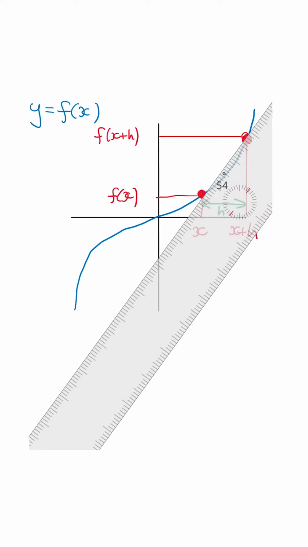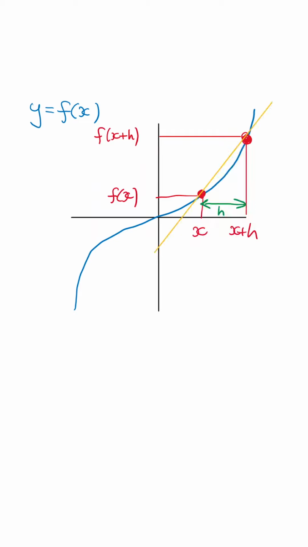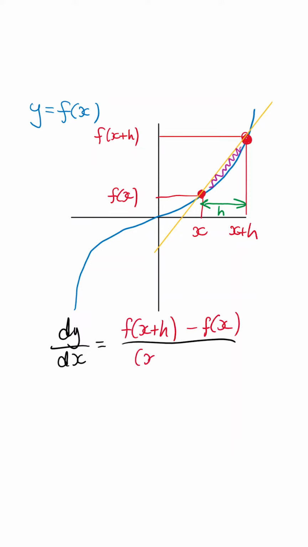Now, if we were to find the gradient between those 2 points, we could see that gradient would not be as accurate as the gradient at that first point only. We can see a gap between that gradient and the curve. We know that the gradient between any 2 points is dy over dx, which in our case would be f of x plus h take away f of x over the difference in x, which is x plus h take away x. And then we can see that the denominator cancels out and simplifies to just h. Now looking at the gradient, it is not as accurate as what the gradient would be at that first point only.